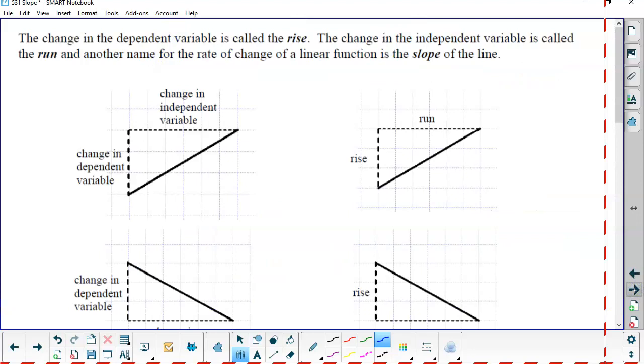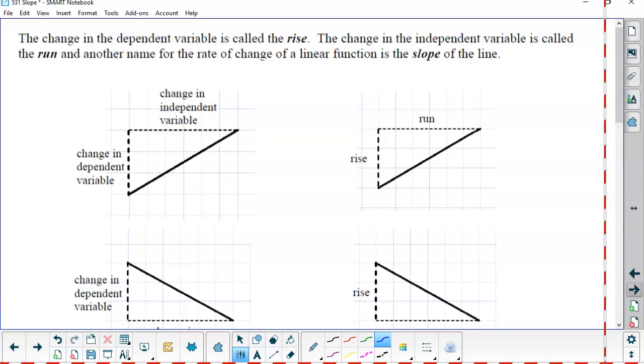So here's a bunch of diagrams just to help you. The change in the dependent variable is called the rise, and the change in the independent variable is called the run. You don't always want to have to say change in dependent, change in independent. So think about running. You're running along the horizontal, right? So this is your run. The change in the independent variable is the horizontal change.